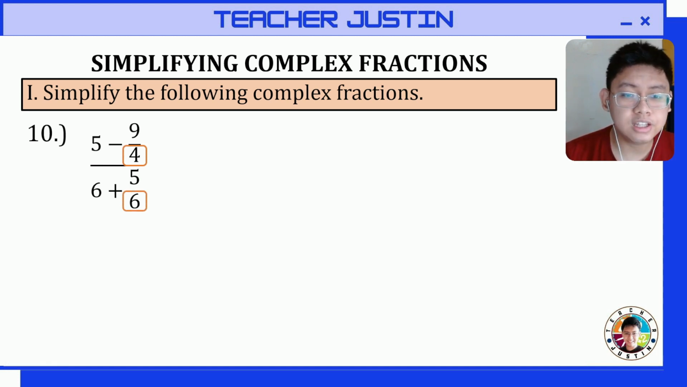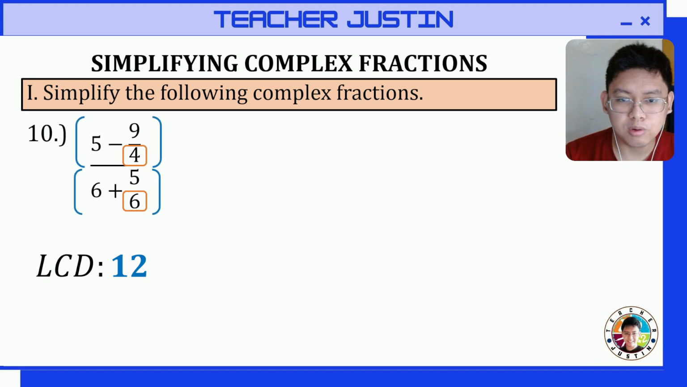So, after getting the denominators of our complex fraction, kukunin natin yung kanilang least common denominator. So, 4 and 6, ano ba yung least common denominator nila? So, that will give us 12. So, the least common denominator is 12. We will use that to multiply to both numerator and denominator para matanggal lahat ng denominators natin.